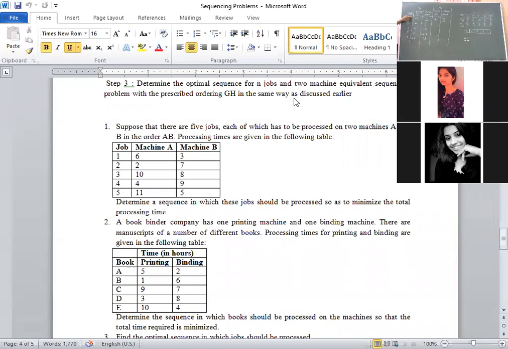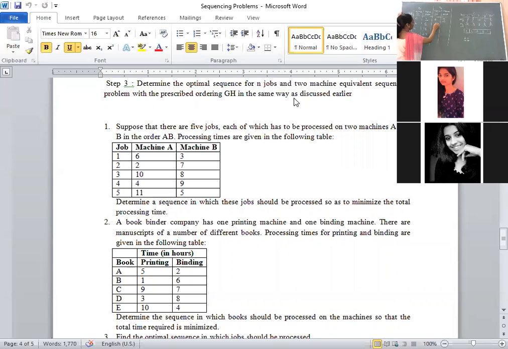9 hours. Then, after completion of job 2 on machine B, only then will machine B take the fourth job. Machine B will take the fourth job. That's why, even though machine A has completed the fourth job at the 6th hour, machine B will be vacant for 3 hours.